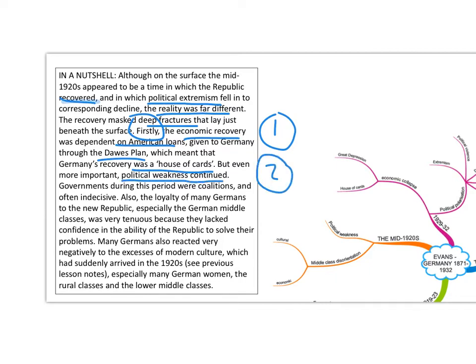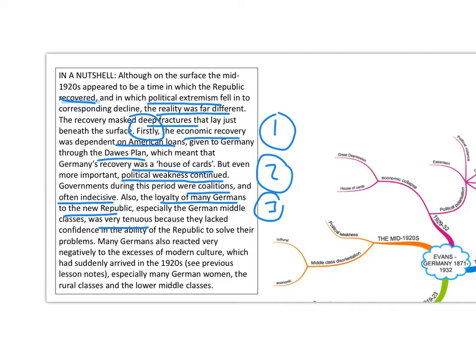political weaknesses continued, masked by the recovery. So during that period of recovery, the Stresemann era, government was still coalitions. They often fell apart because of the constitutional weaknesses, proportional representation and so on. So governments were indecisive. Also, 3, the loyalty of many Germans was very tenuous.